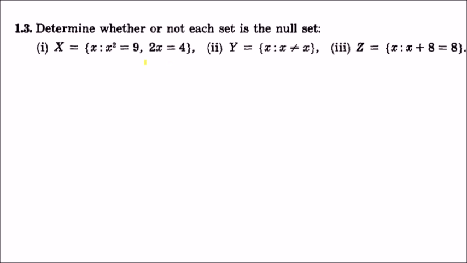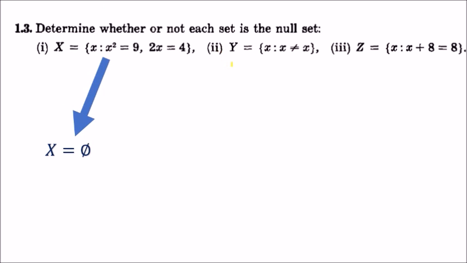So, kung nakikita nyo, for the first equation, x squared equals 9, x here must be negative or positive 3. And sa kabila, 2x equals 4, ang x dito must be 2. So, kung nakikita nyo, magkaiba yung value. So, ibig sabihin, walang value yung x na mag-satisfy sa dalawang equation. So, therefore, this set is the empty set.